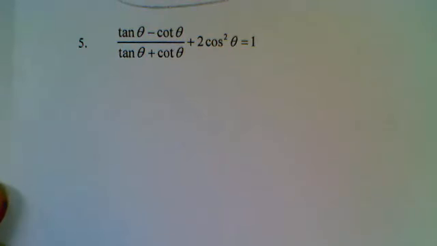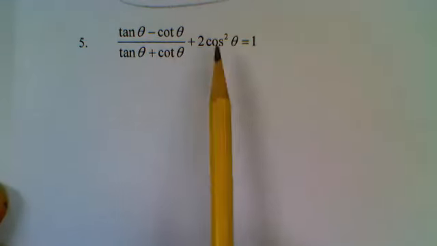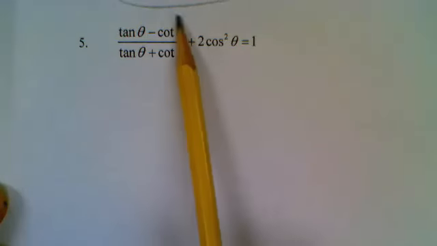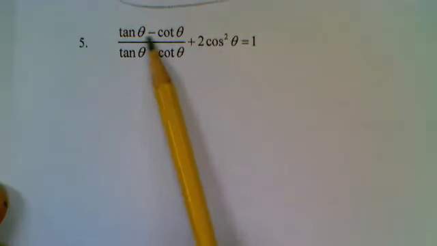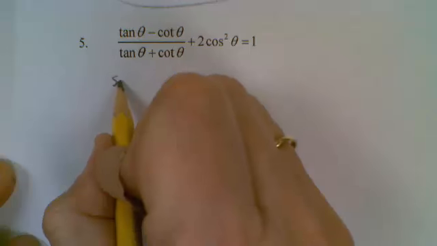All right, so let's do 5 and 6 real quick. Looking at number 5, I think we all would agree you probably want to start on this side. And with all of this, we probably want to put everything in terms of sine and cosine. So we'll do that first.